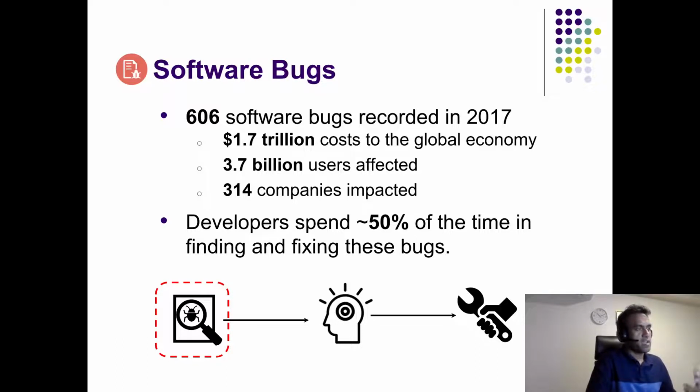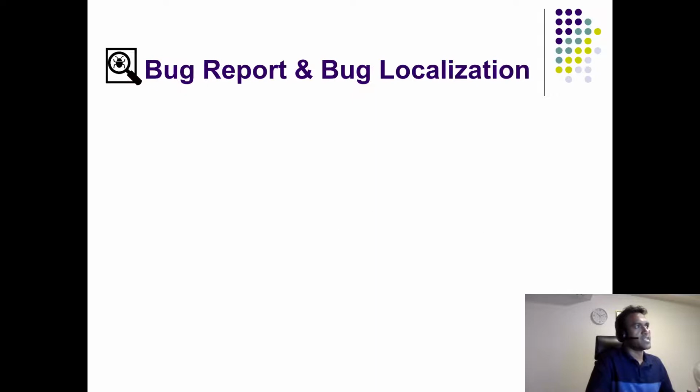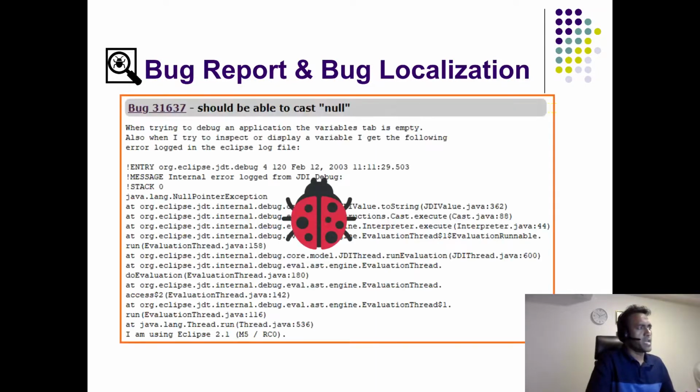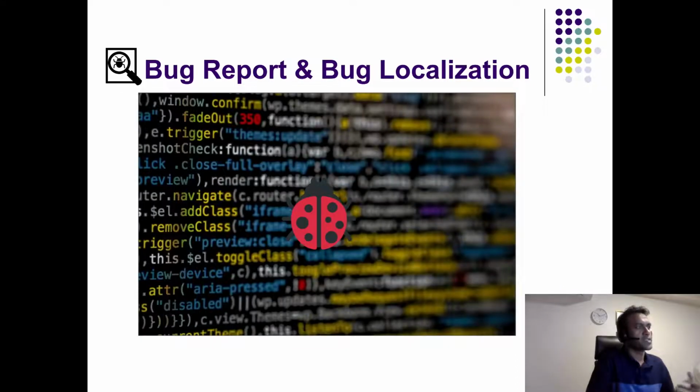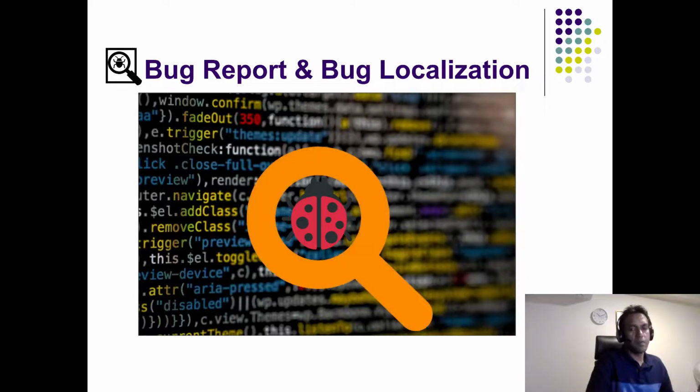Now, if you are hearing the phrase bug localization for the first time, then this example is for you. Let's say we have a bug report, and this bug report is talking about some kind of software bug, but that bug is hidden somewhere within the code base. The process of finding the location of the bug within that code base is called bug localization.